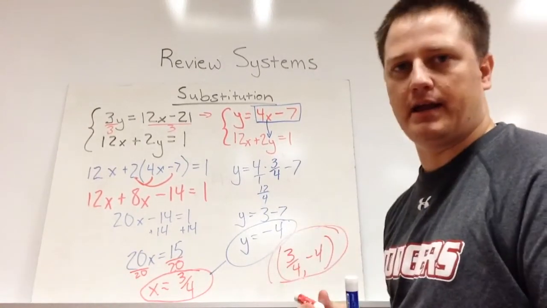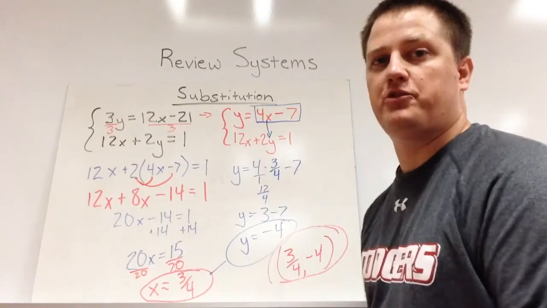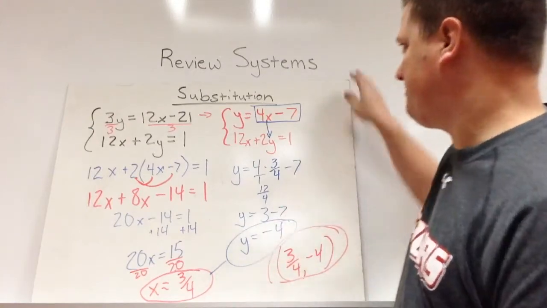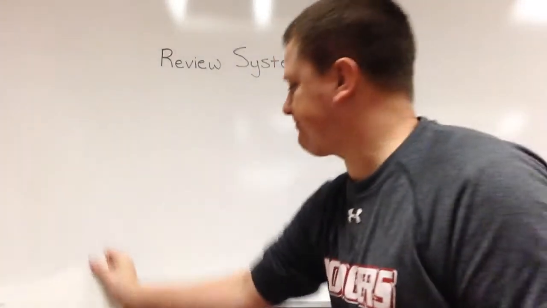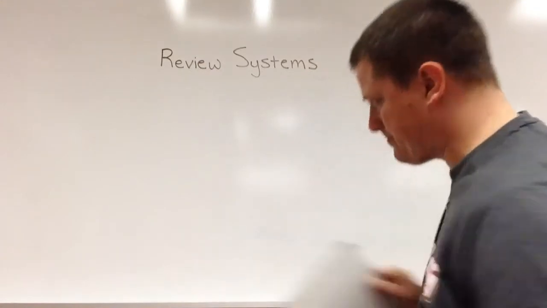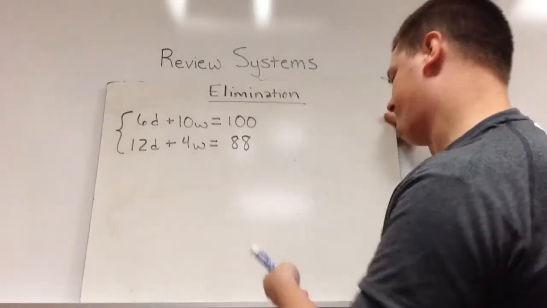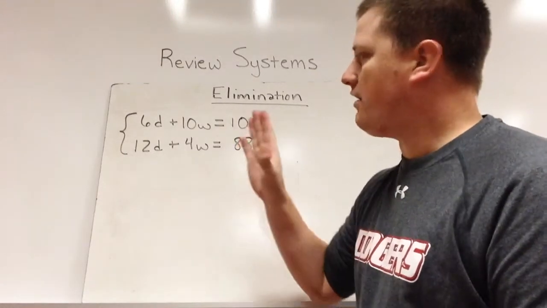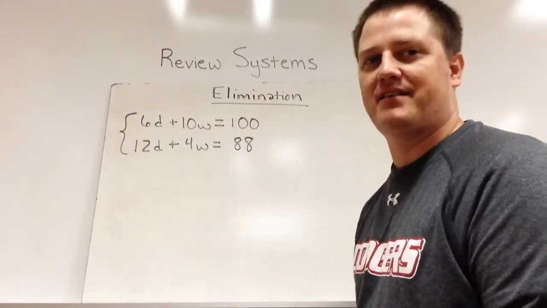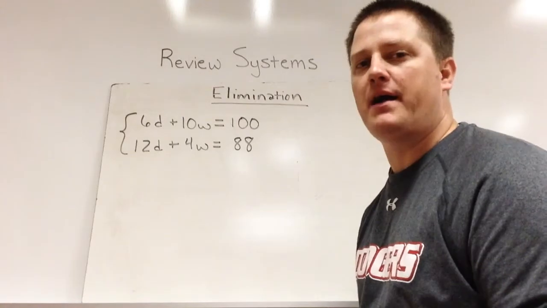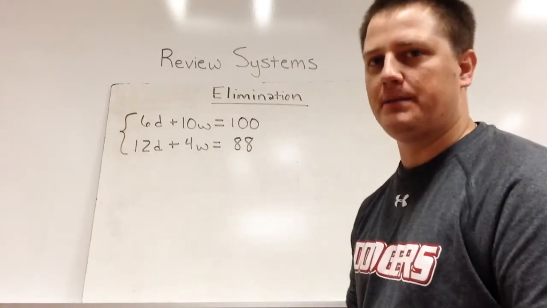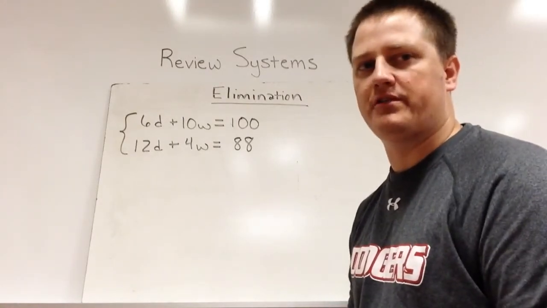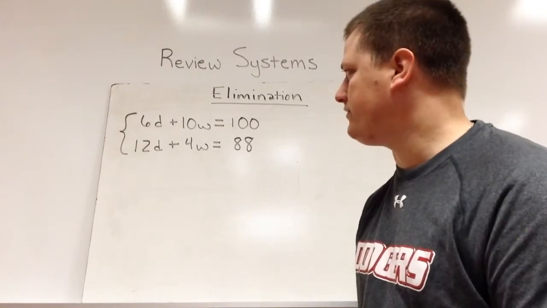There's our end answer. Okay, that was substitution. Now we're going to look at elimination. The key with elimination is that our variables are in the exact same spots. If they're not in the same spot, we can either adjust them to eliminate, or I would just go with substitution, solve for one of the variables and substitute.